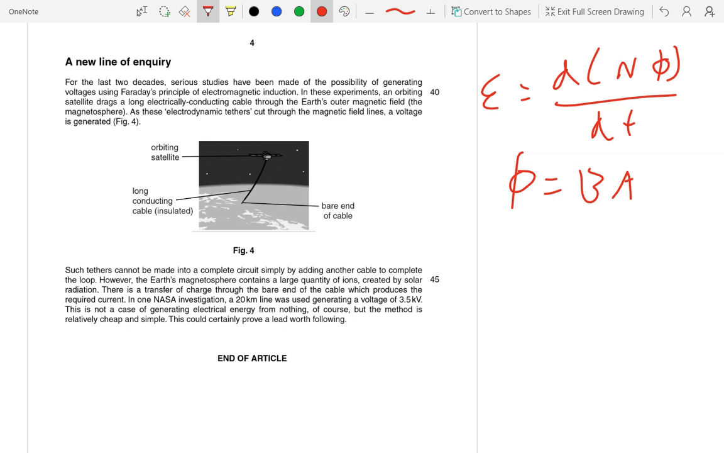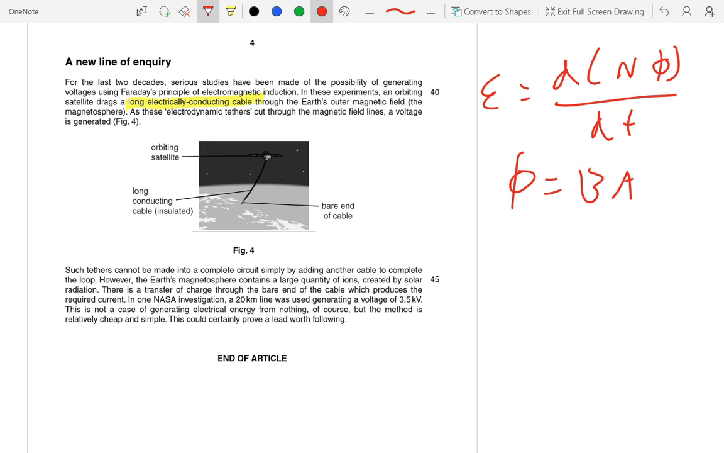It describes the system that it's involved in. So you've got a long electrically conducting cable. So electrically conducting electric circuits can come into this quite nicely. It's given it a length. It could ask you to work out the conductance or the resistance for it, given the conductivity or something like that.